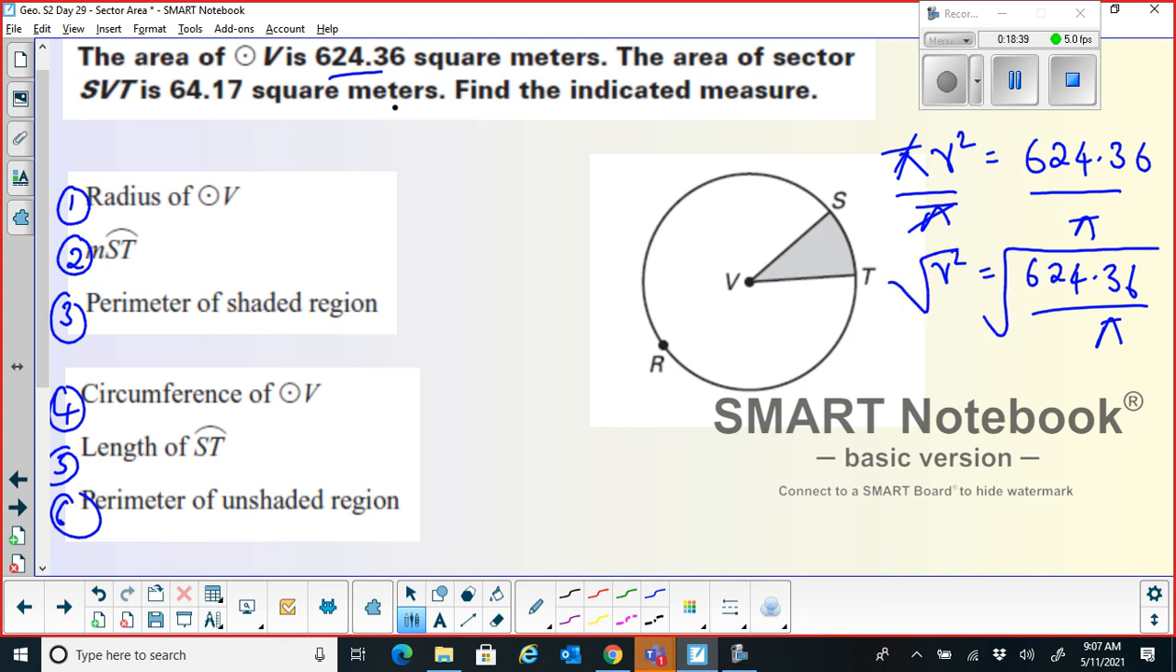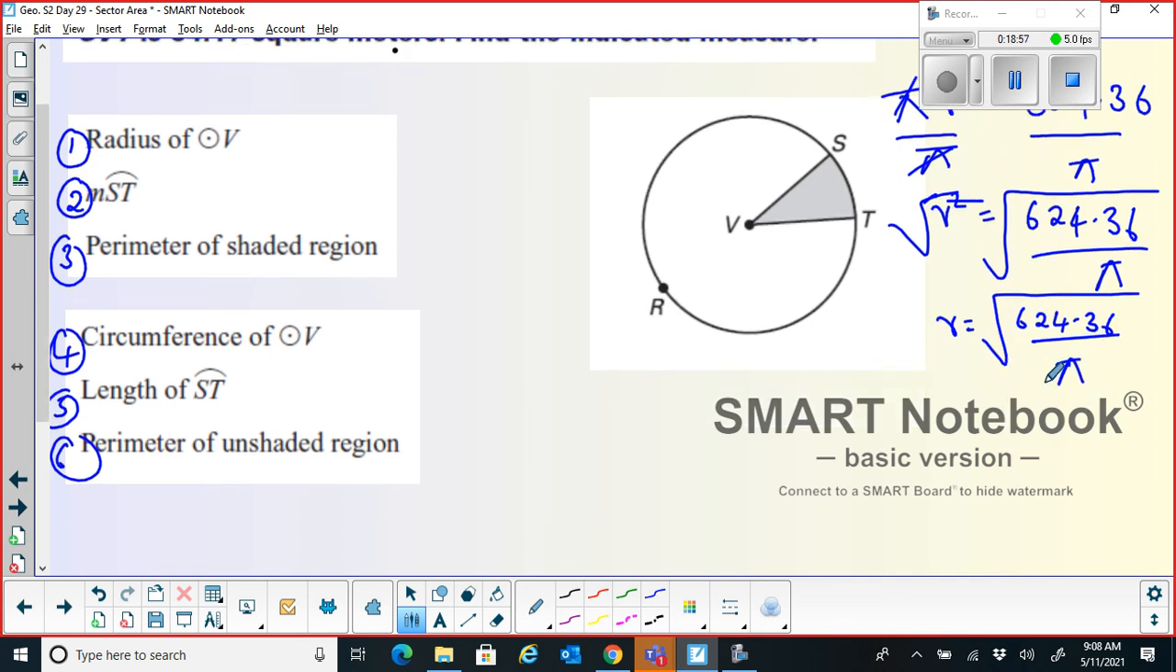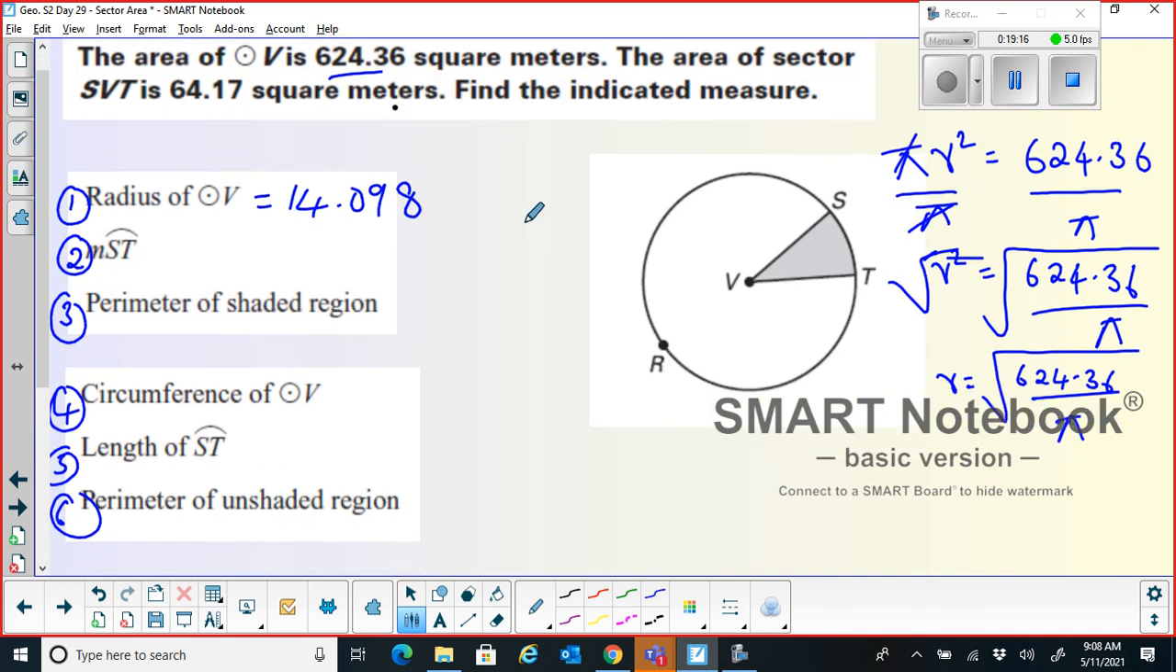If I take square root, square and square root will get crossed out, so the radius equals square root of 624.36 divided by pi. Once I input these numbers in calculator, I will have the answer as 14.098 as the radius. 14.098, and the unit which was used was meter, so it will be in meter.